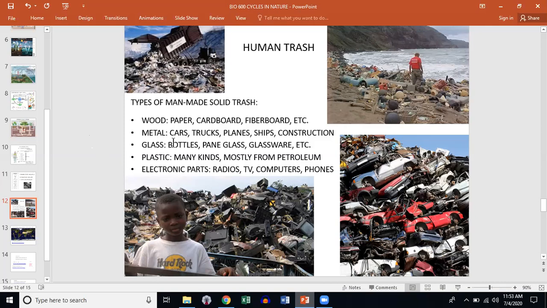Metals also, we can pretty much recycle, break them down, and re-smelt them into new metal components of all kinds. And also glass. Glass can be recycled, broken down, and crunched and heated up into molten glass again, and reshaped and recycled. One problem is plastics, and another problem is electronic parts for different reasons, okay?